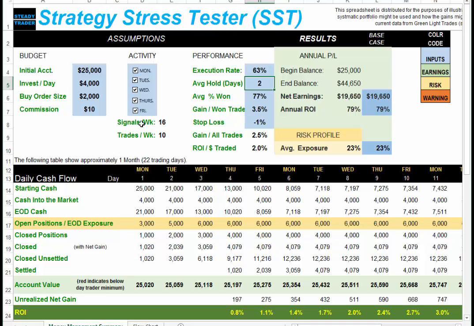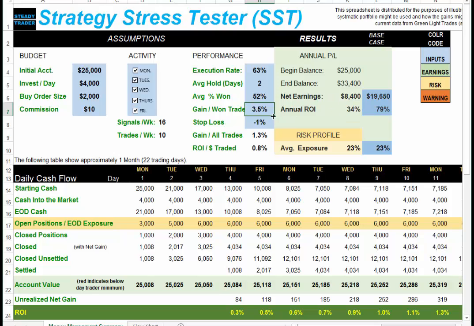Let's look at something like average percent one, often called the accuracy. A lot of people get hung up on this. Right now, our base case is 77%. Let's knock that down to 52%, from very accurate to only a little bit accurate. A little bit better than even money.